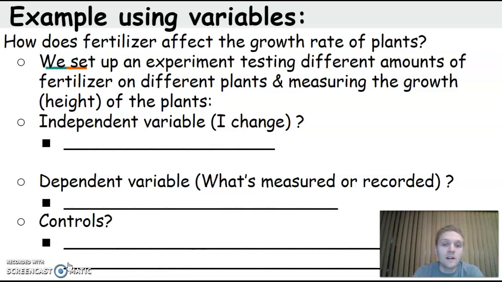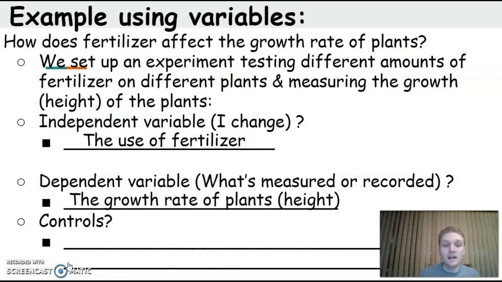Right, so what's the independent variable? What's the I change? Right, so the thing that we're changing here is the use of fertilizer. In one setup, we should have one where it's using fertilizer, another setup where it's not using fertilizer, so we can compare. Right, and then let's move on to our dependent variable. So what's being measured or recorded? How are we going to tell the difference between the setup that has fertilizer and one that doesn't have fertilizer? How are we going to tell whether there was a change in the growth rate?